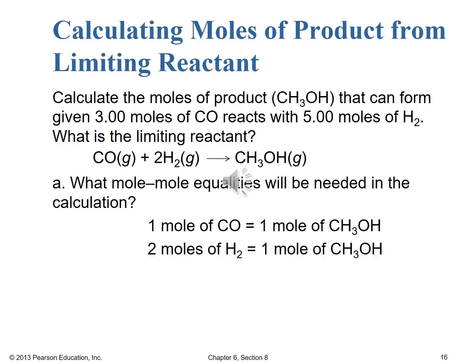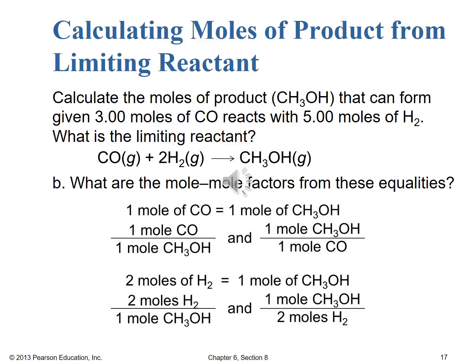Okay, looking at that first question, what mole-mole equalities will be needed in the calculation? Well, we're looking at how much methanol we produce, and we're looking at starting with the carbon monoxide, how much methanol, and starting with the hydrogen, how much methanol. So the mole-mole equalities we'll need in this case will be 1 mole of carbon monoxide equals 1 mole of methanol produced, and 2 moles of hydrogen equals 1 mole of methanol produced. So we'll have to consider each of those because we have to actually solve this thing 2 times to figure out who is indeed the limiting reactant.